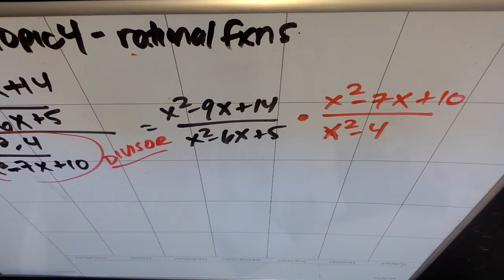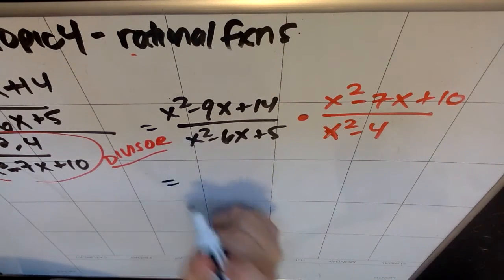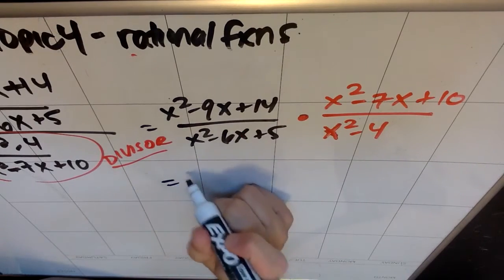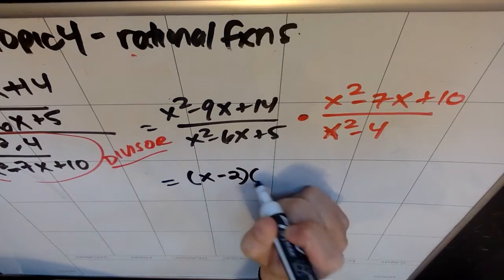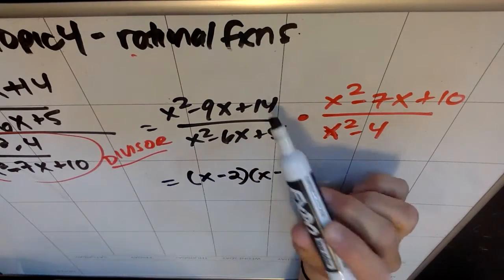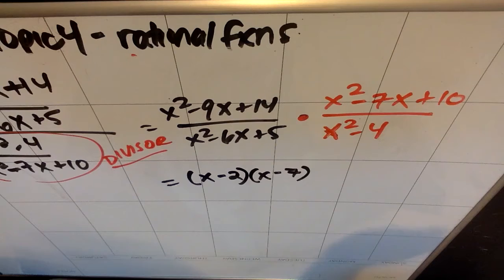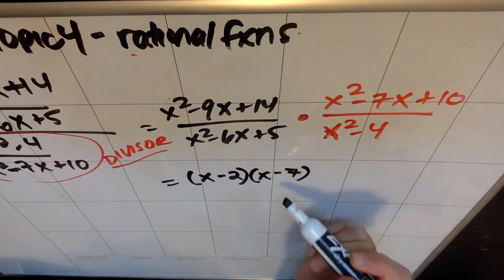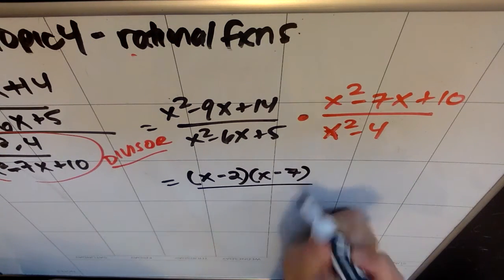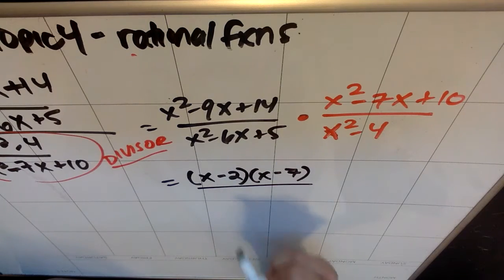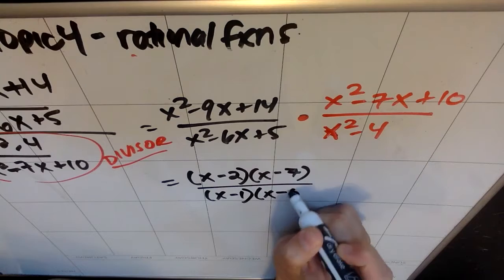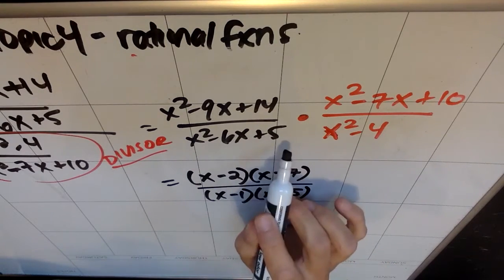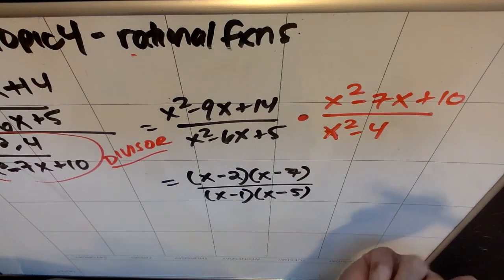So now I want to factor all 4 of these polynomials and see what I can cancel. So let's start with top left. The x squared minus 9x plus 14 is going to factor into an x minus 2, x minus 7. I know this because I need things that multiply to 14 and add to a negative 9, and that's a negative 2 and a negative 7. If we do bottom left, x squared minus 6x plus 5 is going to be an x minus 1, x minus 5. Same argument, I need things that multiply to a positive 5, but add to a negative 6.